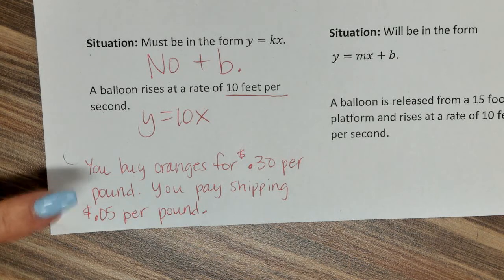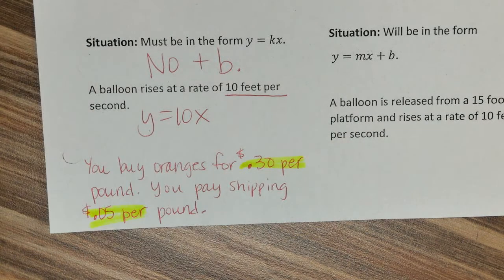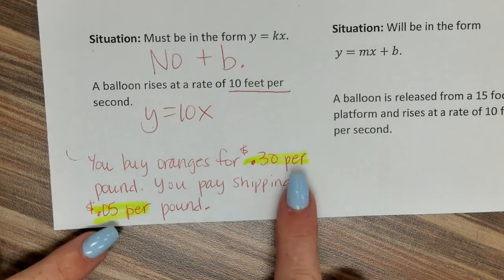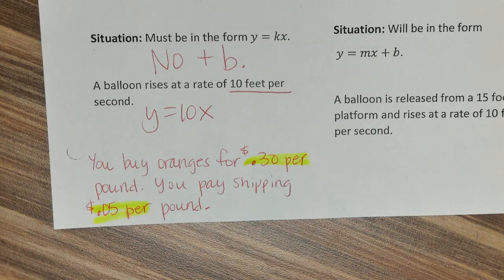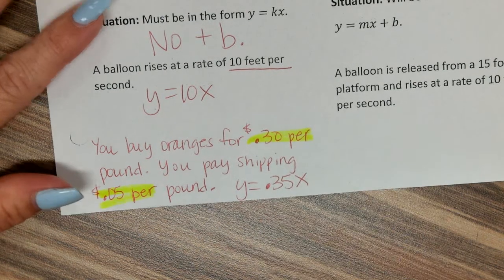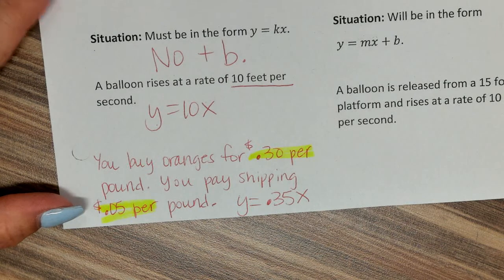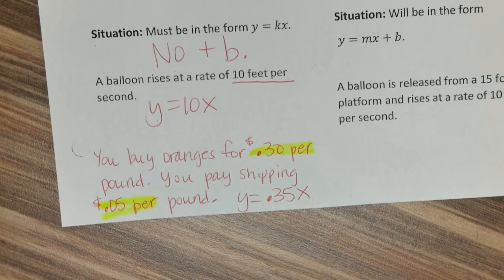Why would that situation be proportional when there's two numbers? There's two numbers, so a lot of people think one is the m and one is the plus b. So why is this proportional? They both say per pound. So actually, how much am I really paying for these oranges? I'm actually paying 35 cents per pound. Does everybody agree? So this is proportional because I would write it y equals 0.35x. You don't have to know that the equation would be this. You just have to know this is proportional because they both say per pound.